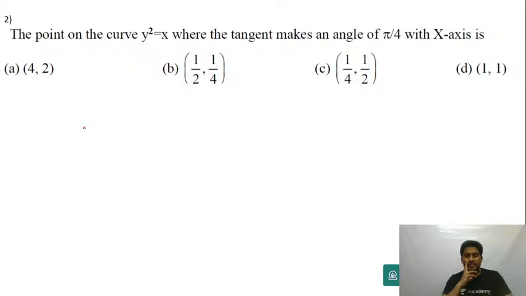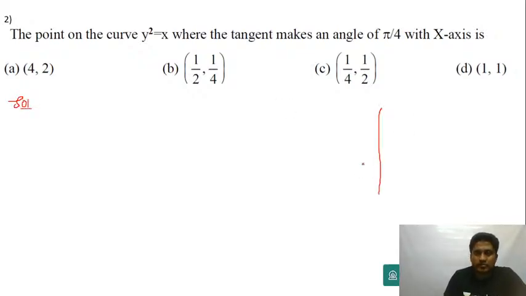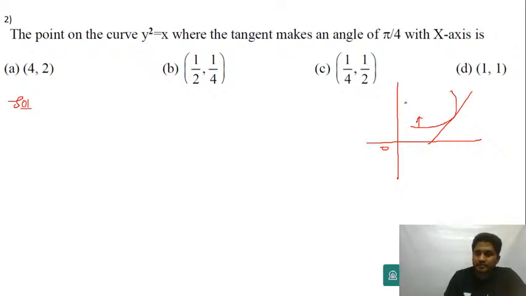The point on the curve y square is equal to x, where the tangent makes an angle pi by 4 with x axis. Let me do the question like this. This is the curve, right? This curve is y square is equal to x. This is pi by 4. The tangent is making an angle pi by 4 with x axis.